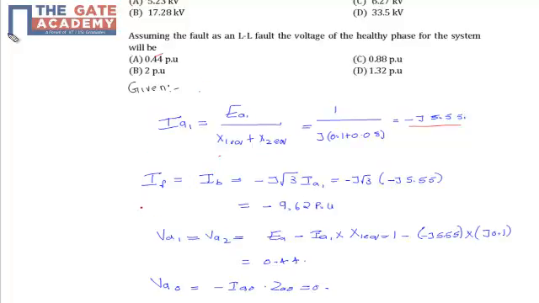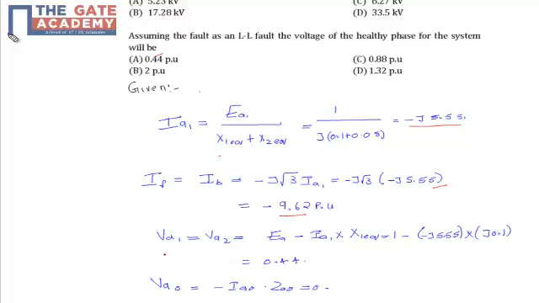So the value of IF, that is equal to IB, is equal to minus j root 3 times IA1, where IA1 is minus j5.55. For solving this value, we will get the value of IB as 9.62 per unit. So we know the value of IB.